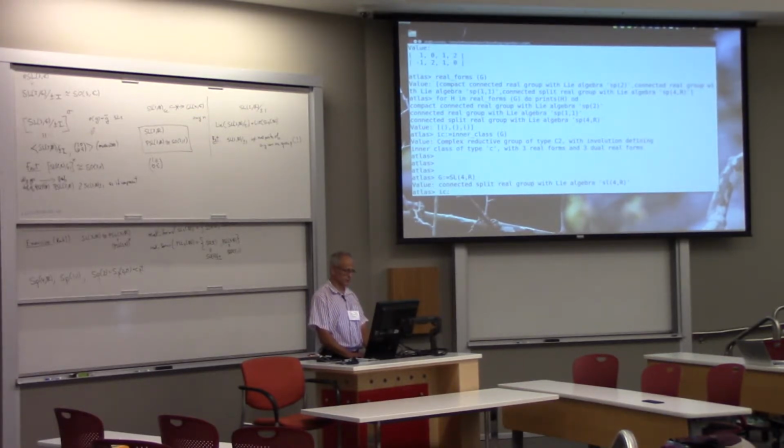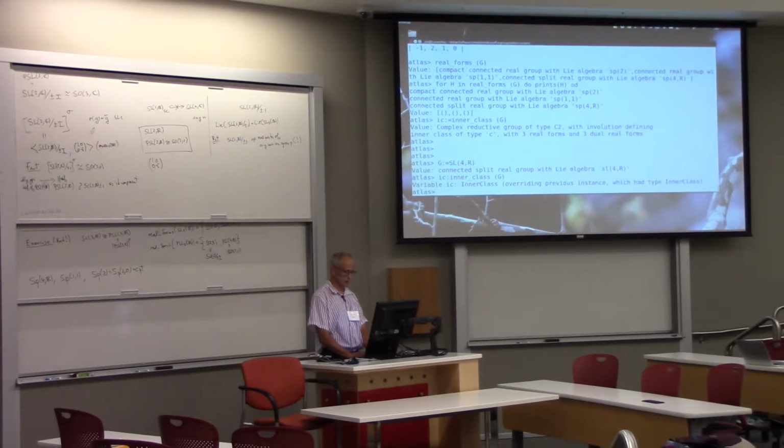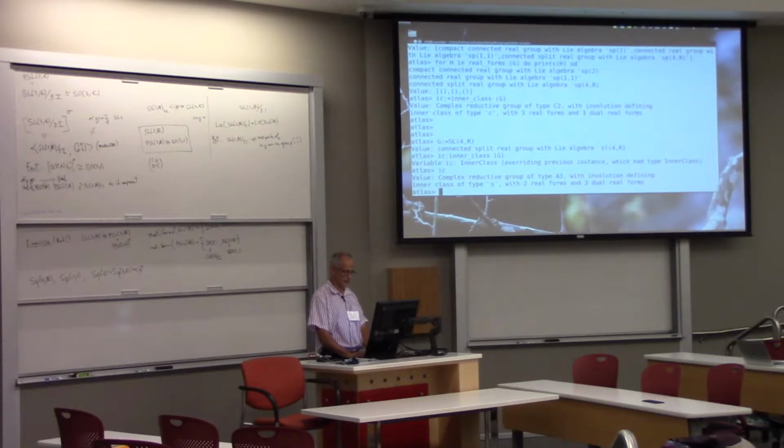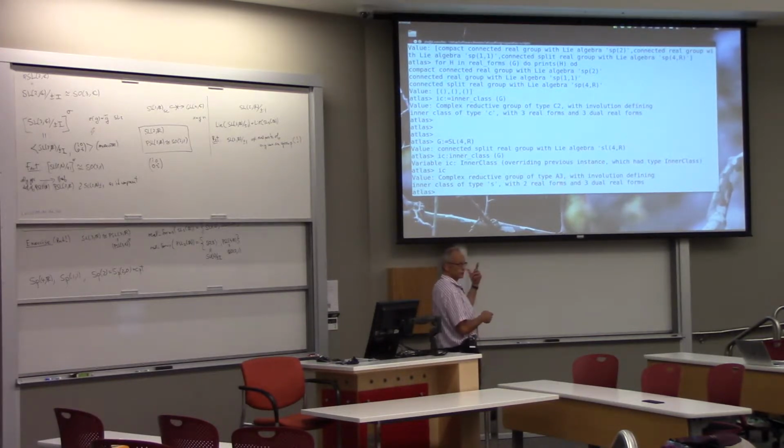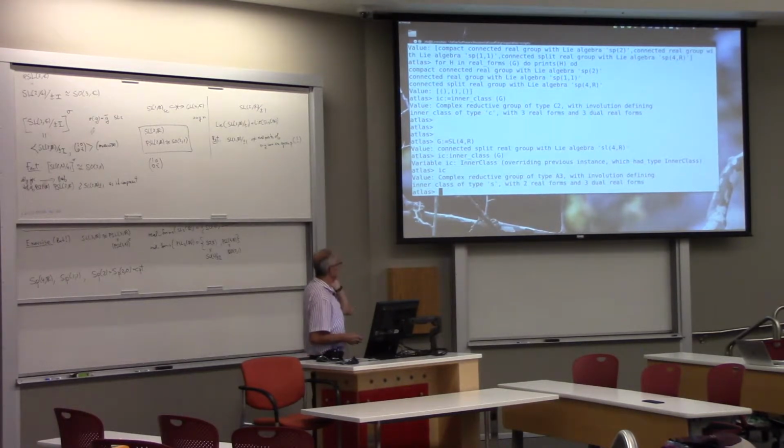let's set IC to be the inner class of G. And so it says here, it's a complex reductive group of type A3, so that's SL4C. And it says, with an involution defining an inner class of type S. Well, I'm getting a little ahead of myself because I was going to talk about this tomorrow. But anyway, the S means that this is the inner class which has the split group in it. And so it has 2 real forms.